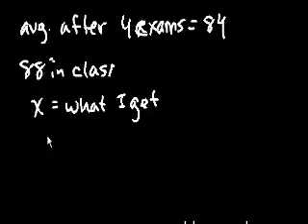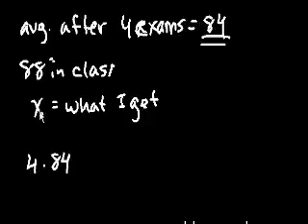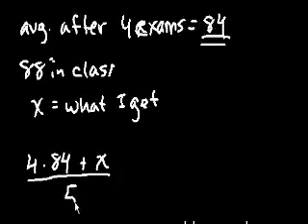So now what we can say is that the first four exams, I could either list out the first four exams that I took, or I already know what the average is. So I know the sum of the first four exams is going to be 4 times 84. And now I want to add what I get on the fifth exam, x, and now I'm going to divide that by all 5 exams. So notice, this number is the average of my first 5 exams.